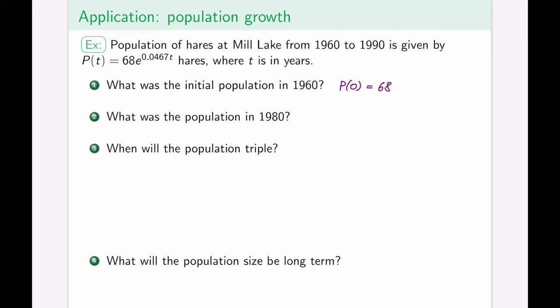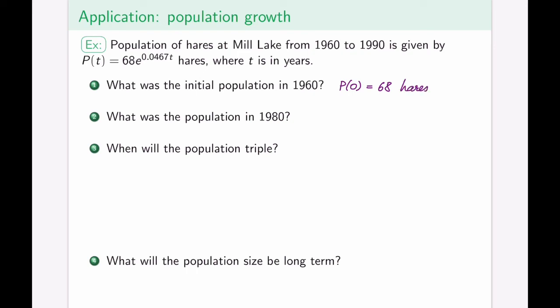And again, next time when we start developing these models in the next lecture, we're going to see that the number in the front of the exponential, if the function overall looks like this model, corresponds to the initial value of the population. So in 1960, there were 68 hares.